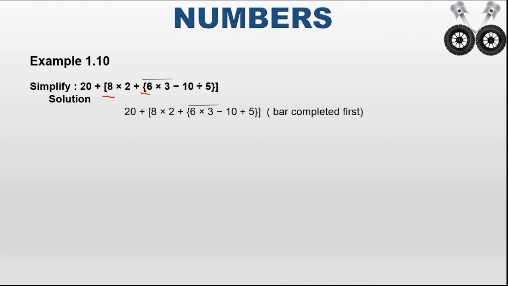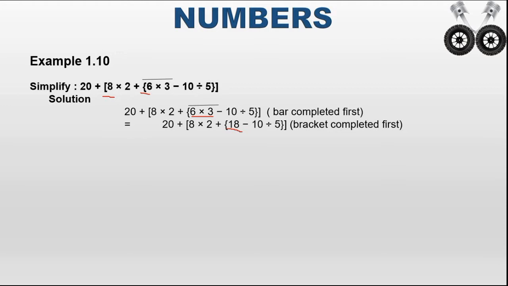So which one is executed now? The bar is executed. What is the operator used inside the bar? Multiplication. What are the operands here? 6 and 3 are operands. So we have to multiply 6 and 3. 6 into 3 is 18. Now we have to write the remaining factor. What is the remaining factor? 20 plus square bracket 8 into 2 plus 18 minus 10 divided by 5.